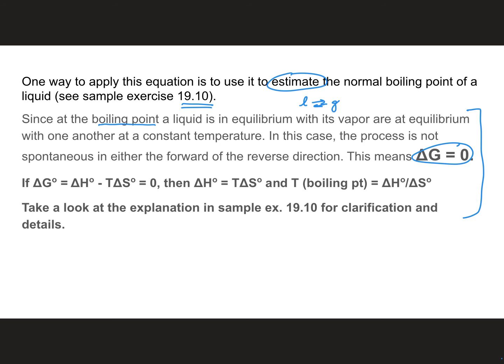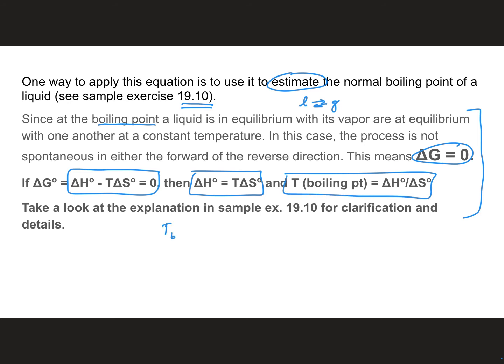And if delta G equals delta H minus T delta S, that equals 0, which means this equation is true, which means this equation is true. Temperature of boiling is equal to the delta H divided by the delta S. Now this is an estimate because we are calculating delta H with a 0 and delta S with a 0 at 298 Kelvin. Okay? And these two values of delta H and delta S will change just a little bit if you're not at 298 Kelvin.